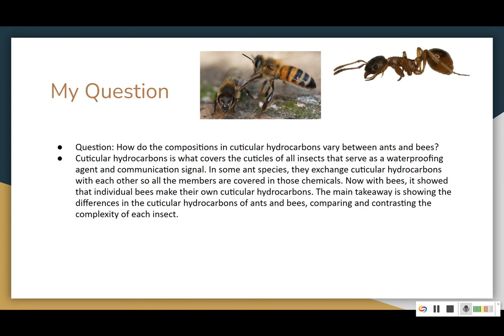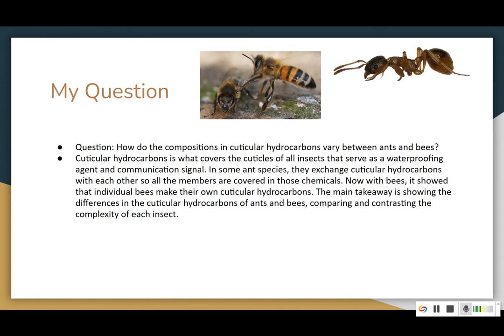So cuticular hydrocarbons are what cover the cuticles of all insects, and they serve as a waterproofing agent and as a communication signal. So in some ant species, they exchange those cuticular hydrocarbons with each other so that all the members of a colony or group are covered in those chemicals.